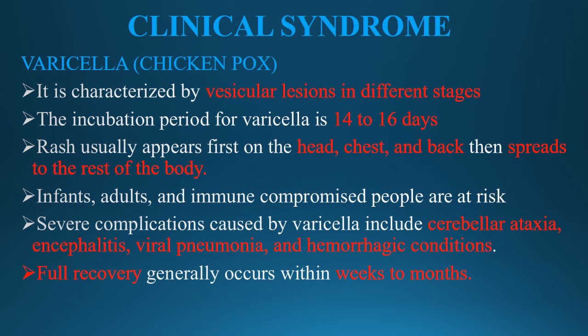In children, the signs and symptoms are generally mild, with an itchy rash, malaise and temperature up to 1 or 2 degrees Fahrenheit for 2 to 3 days. Infants, adults and immunocompromised people are at risk for more severe disease and have a higher incidence of complications. Severe complications caused by varicella include cerebral ataxia, encephalitis, viral pneumonia and hemorrhagic conditions. Full recovery generally occurs within weeks to months.